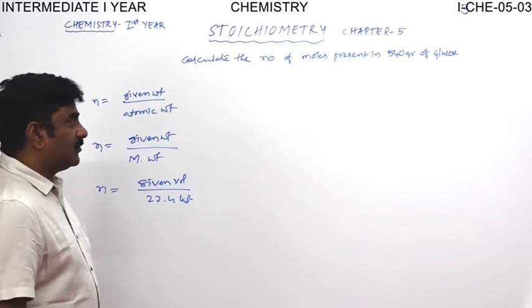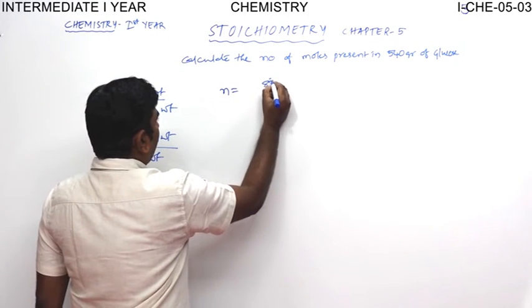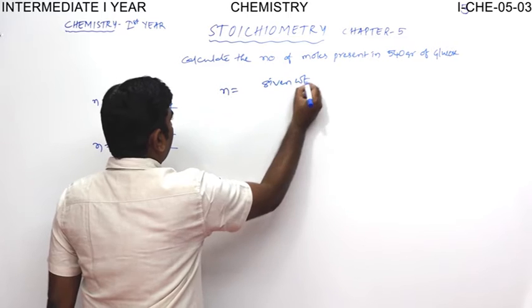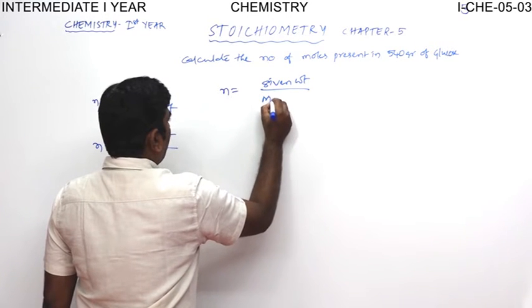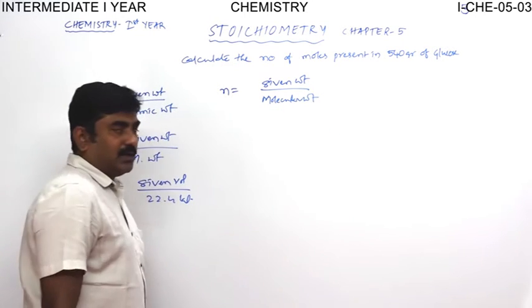Given one is a molecule, therefore the formula is N is equal to given weight by molecular weight. Given weight by molecular weight.